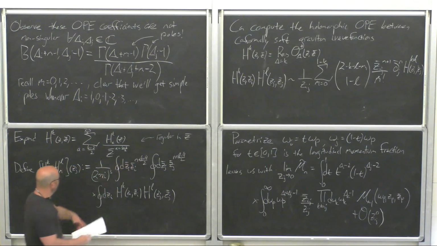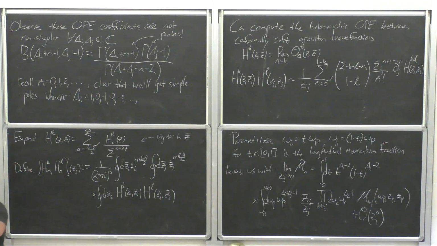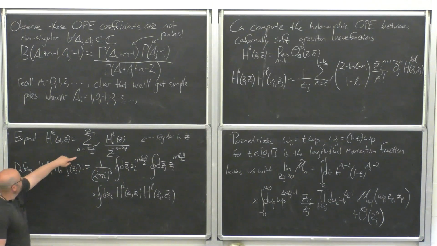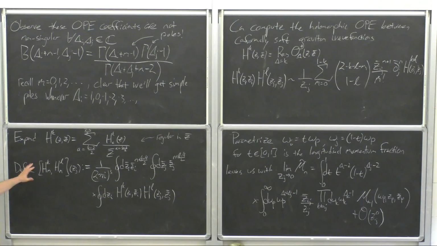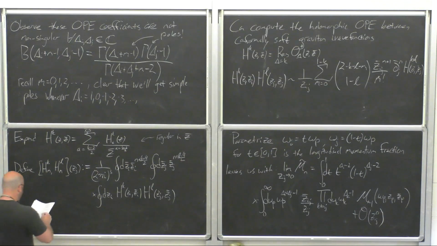Okay, so what's going on here? This first contour integral picks out the residue of the simple pole in the holomorphic OPE. Then these contour integrals pick out the modes m and n in this anti-holomorphic mode expansion. So this is just the definition of what we would mean by a commutator. It's just picking certain terms in the holomorphic OPE.